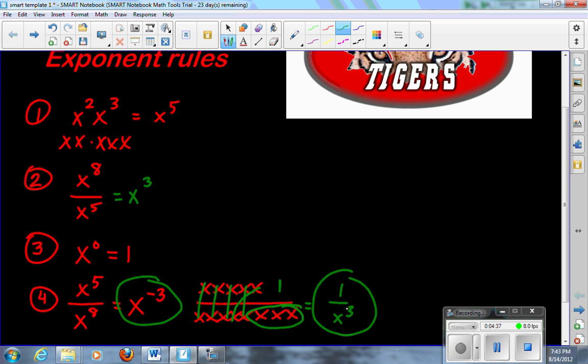This is kind of a strange one. This is the hardest one for kids to pick up, that negative exponents turn into a fraction. So don't forget that one.